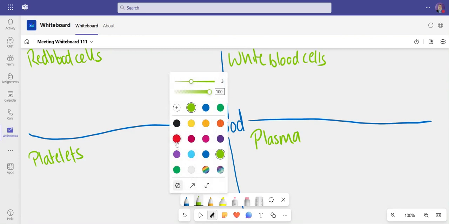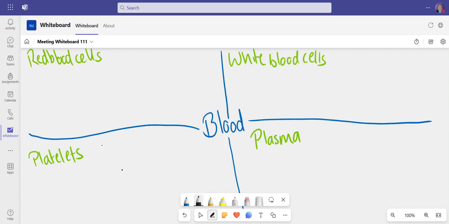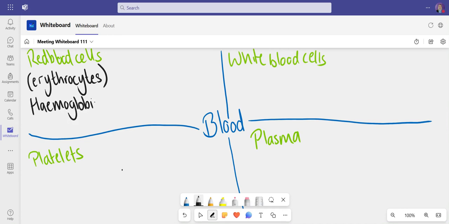Right, so the detail then of each one. First of all, red blood cells. Red blood cells have another name, which is erythrocytes. So don't let that throw you if you see them called erythrocytes. It's just another name for red blood cells. And they contain a pigment called hemoglobin. And the hemoglobin is what binds to the oxygen to carry oxygen around your body. So they contain hemoglobin, which binds to oxygen and therefore carries oxygen around your body.